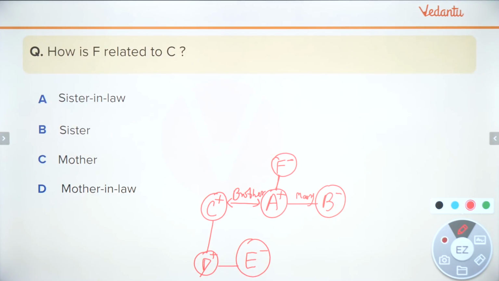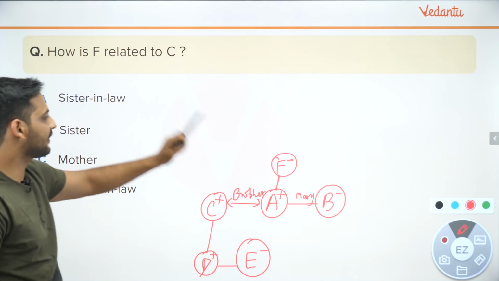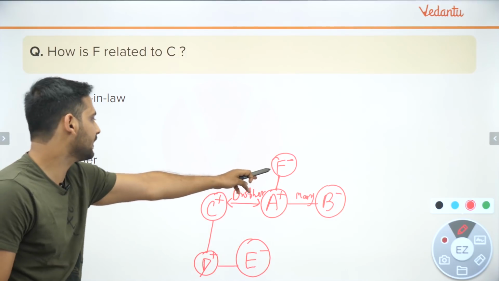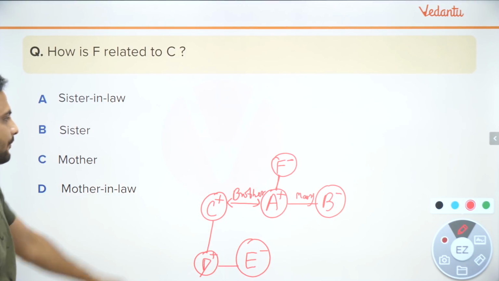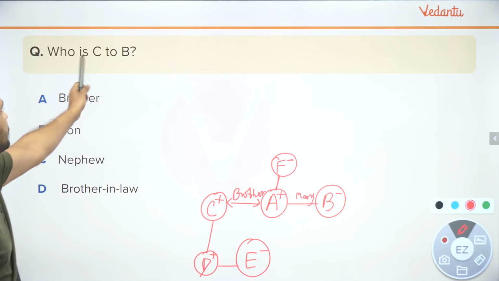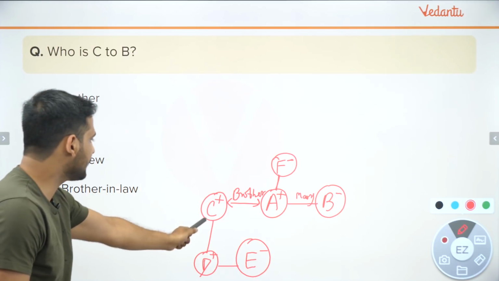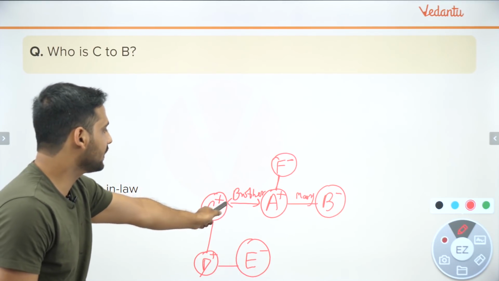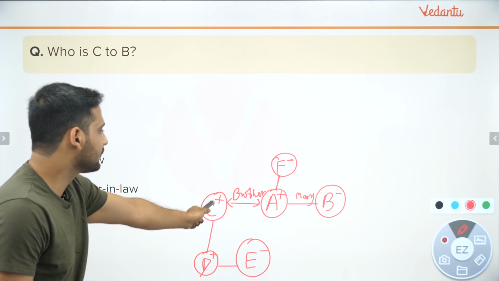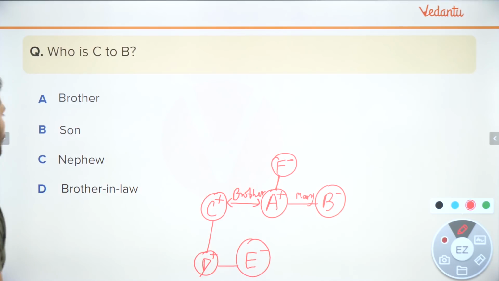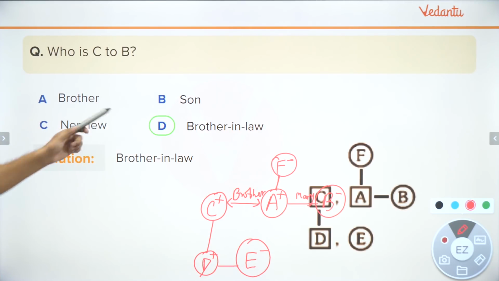Let's move to the next question. How is F related to C? So F is the mother of C. Correct answer is C. As simple as that. Let's move to the next question. Who is C to B? So B is C's brother's wife. So I can say C is the brother-in-law of B.